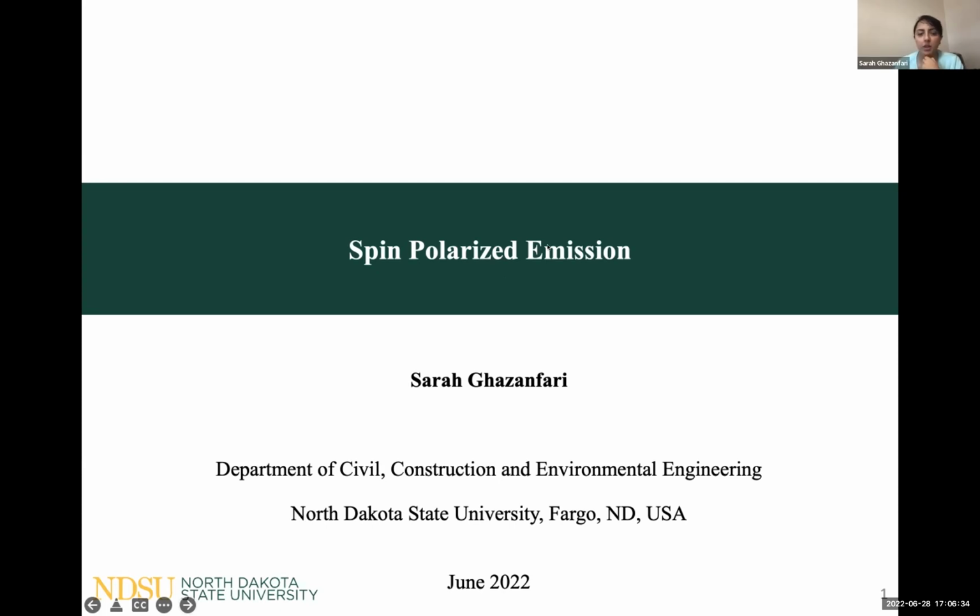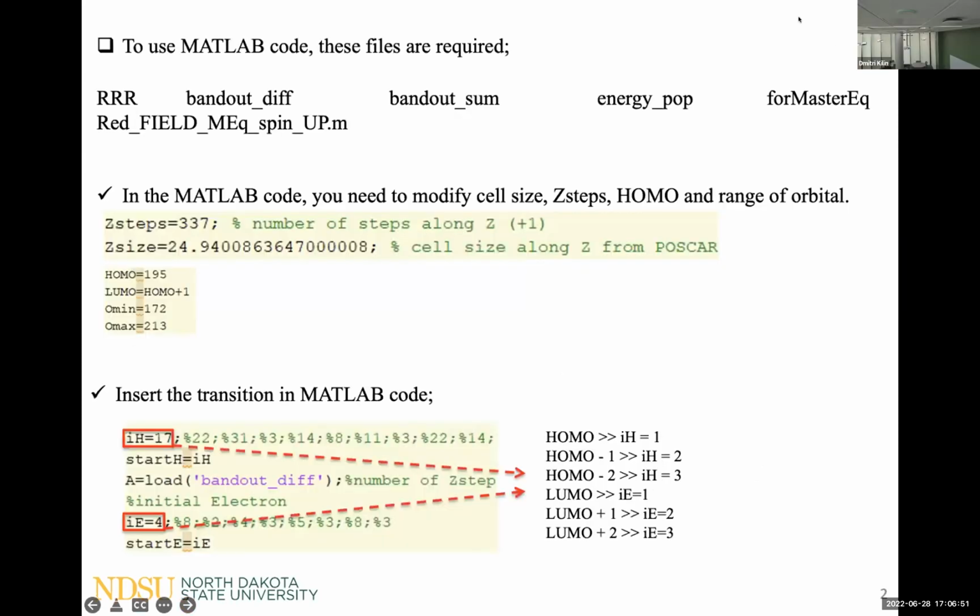Thank you, Dr. Keya. Hello, everyone. So I'm going to briefly explain how to generate the emission spectra for the spin polarized case. As I talked about in previous weeks, in order to run this MATLAB code, we need some files, including the RRR file, bound out, diff, bound out, some energy pop, formaster, and absolutely the MATLAB code.